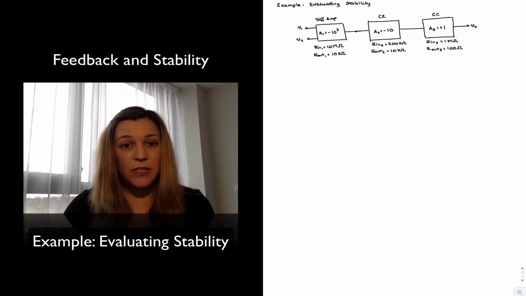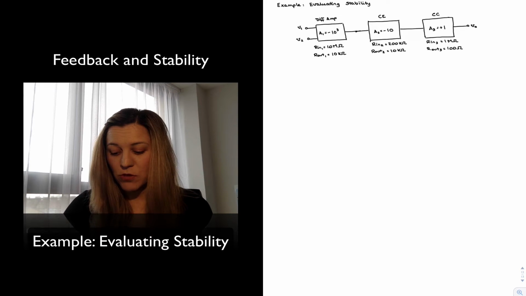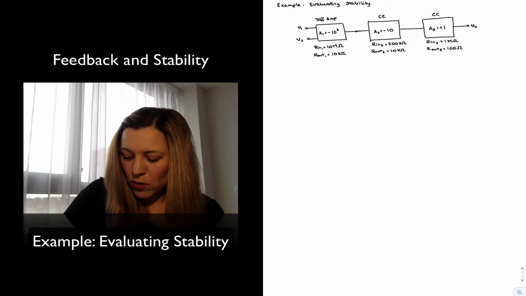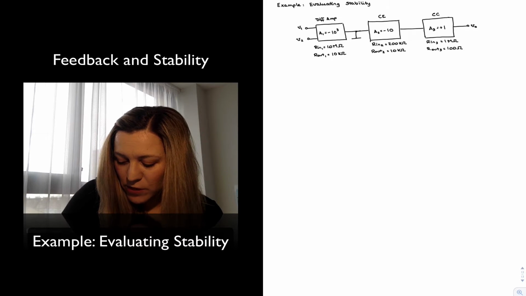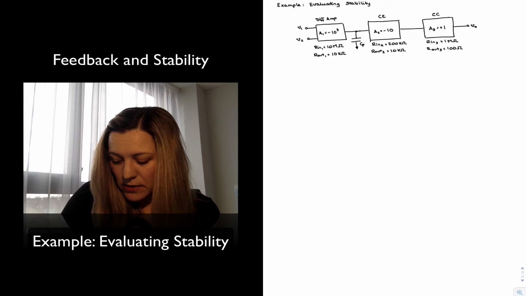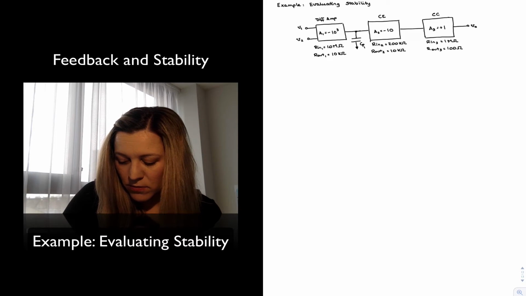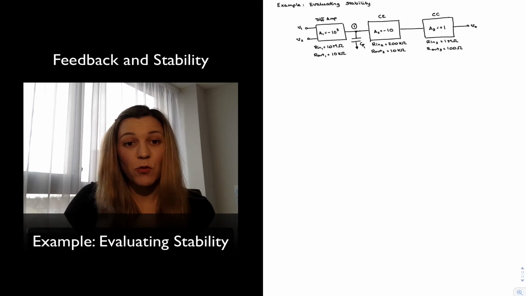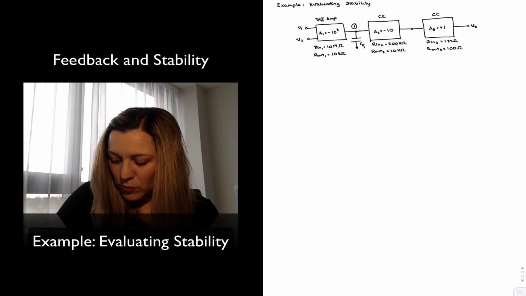Since we have a three-stage amplifier, it's reasonable to assume we're going to have 3 poles. One of them will be at the interface between the first 2 stages due to some capacitance, which I'm going to lump all the capacitors into an equivalent capacitance CP1 for my node number 1. And there will be another pole associated with the second interface, which I'm going to label CP2 for my node 2.